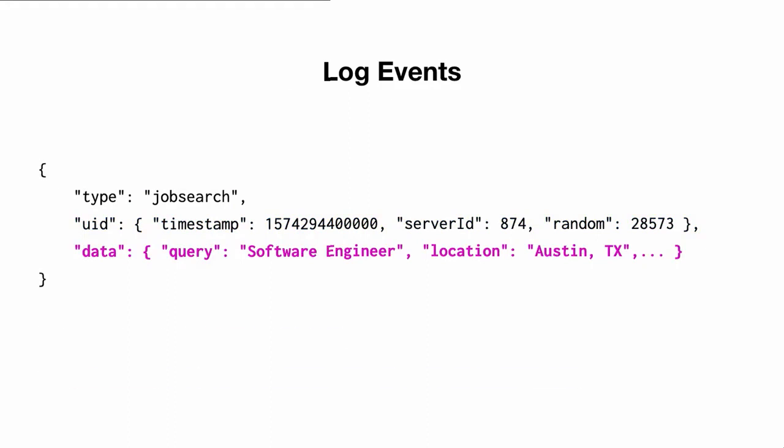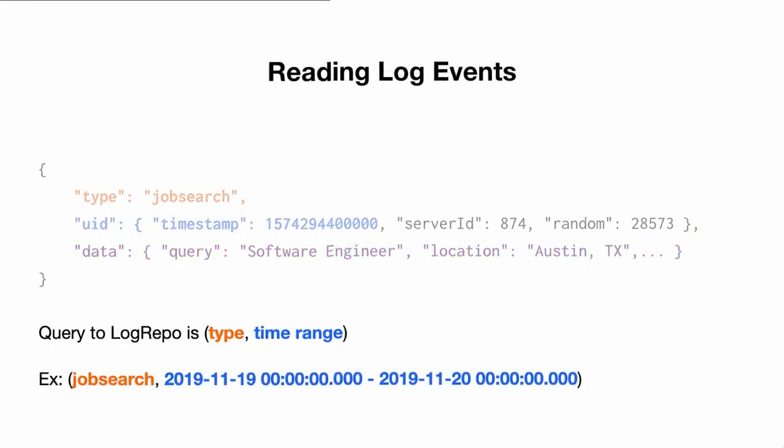The way we read from log repository is that every query is for a time range of one specific type of event. For example, we could look up job search logs from yesterday, is what this query would be.